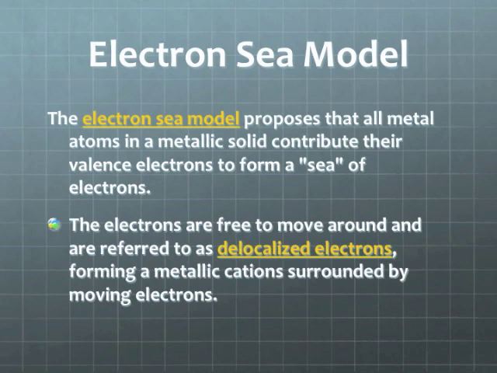Because of this overlap of orbitals, metals are considered to bond according to the electron sea model. The electron sea model proposes that all metal atoms in a metallic solid contribute their valence electrons to form a sea of electrons. The electrons are free to move around and are referred to as delocalized, as in they do not stay in one localized place. So this forms metallic cations surrounded by moving electrons.